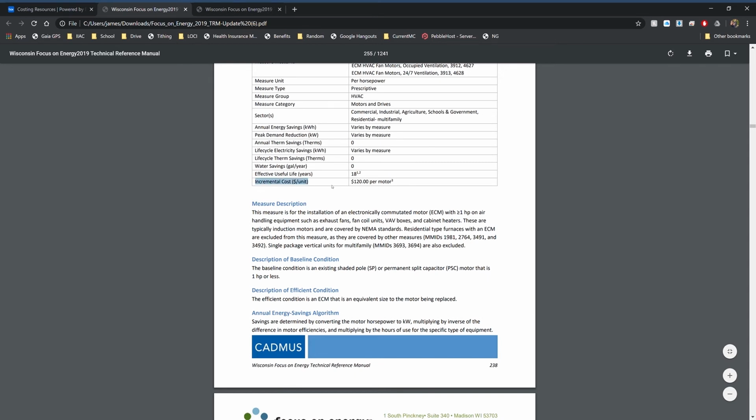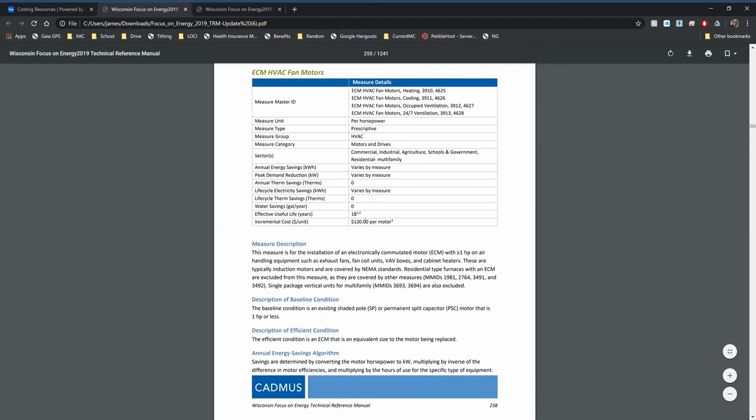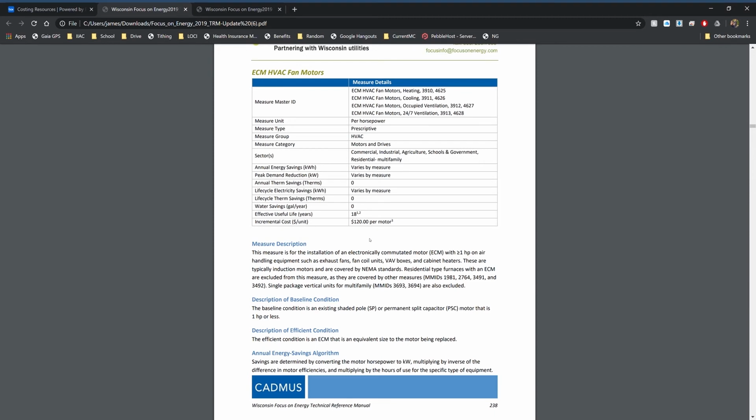Incremental cost is another big one. So this is going to be $120 per unit. And again, if it's prescriptive, then we can say that our implementation cost should be somewhere around here. So it's always going to be per unit. Usually it matches up with this measure unit up here, per horsepower. In this case it doesn't, it's per motor, and that will always specify. If it does not specify, then it's going to be per unit, whatever it is up here. So this incremental cost means that if you have 4 motors that you need to replace with these ECM motors, you're going to basically just take $120 and multiply it by 4.